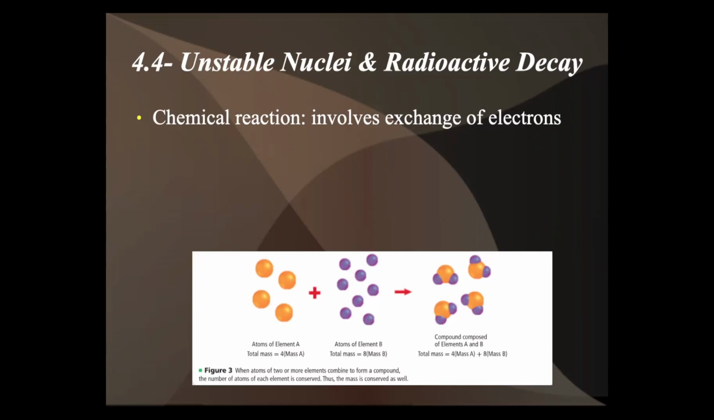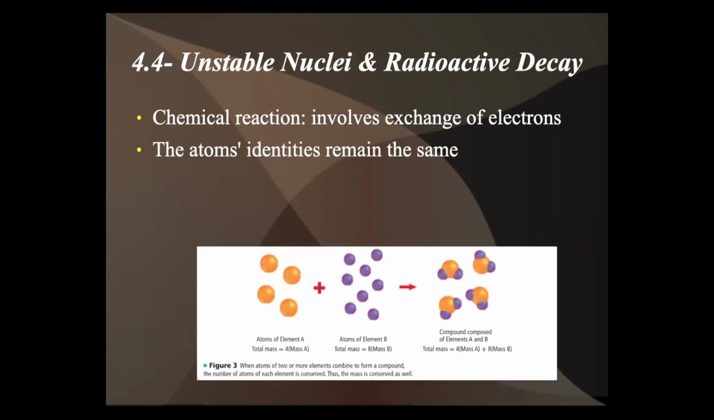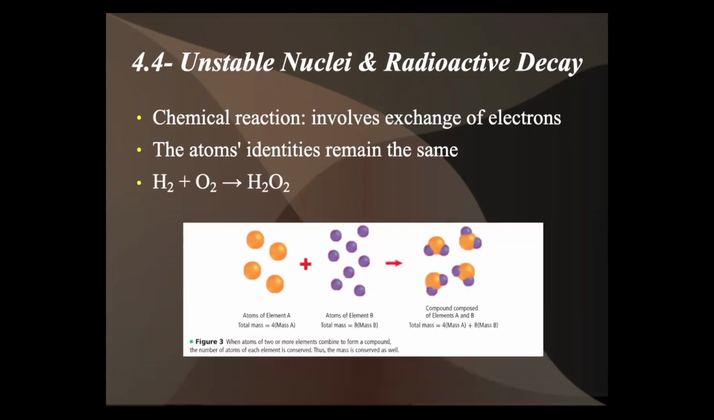That's a chemical reaction. So no atoms are lost or gained, created or destroyed in chemical reactions. The identity of the atoms remains the same. So if you start with 4 hydrogens and 8 oxygens, you end with 4 hydrogens, 8 oxygens in a chemical reaction.